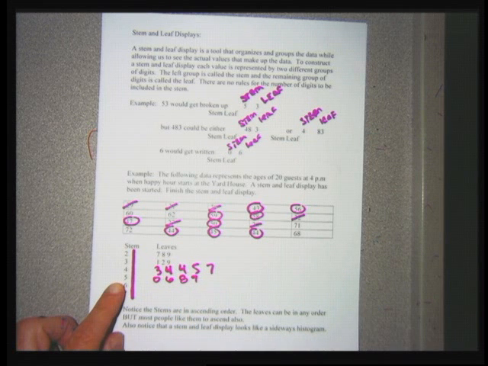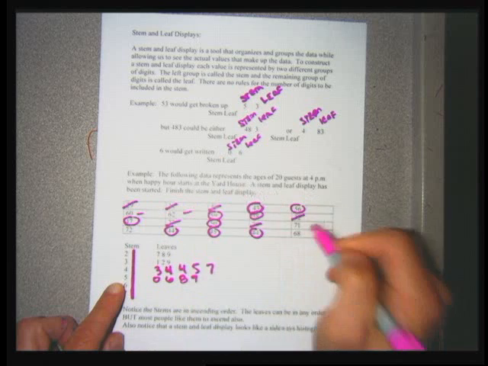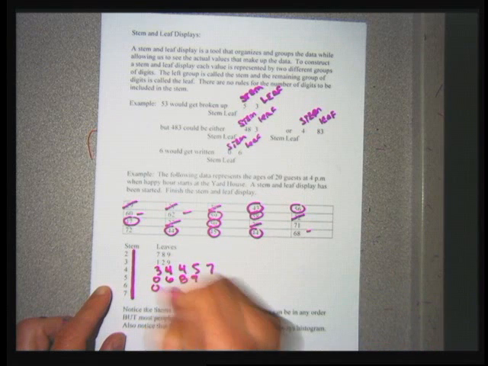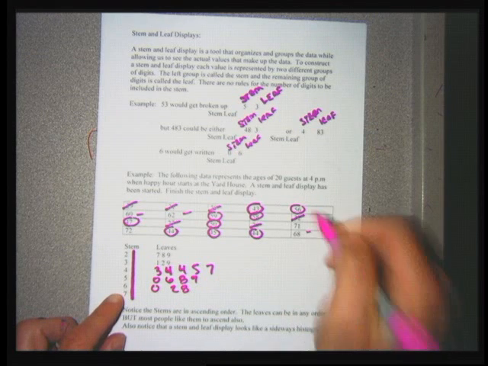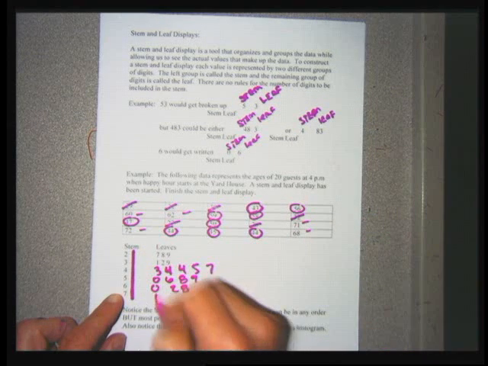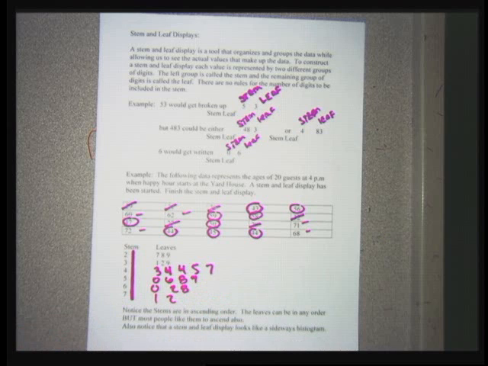And now I'll do the 60s. That's 60, 62, and 68. So I'm going to write 0, 2, and 8. And then for the 70s, I see a 71 and a 72. So this would be a completely adequate stem and leaf display or stem and leaf plot for the 20 people that were asked at the Yard House how old they were. And we're not going to do much with stem and leaf displays at all except create them.